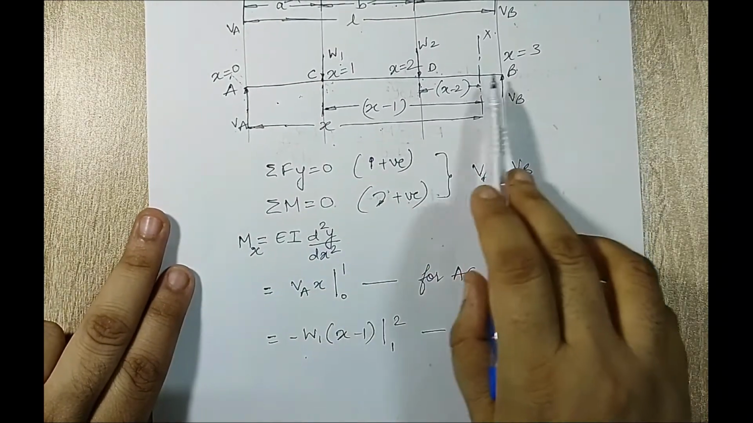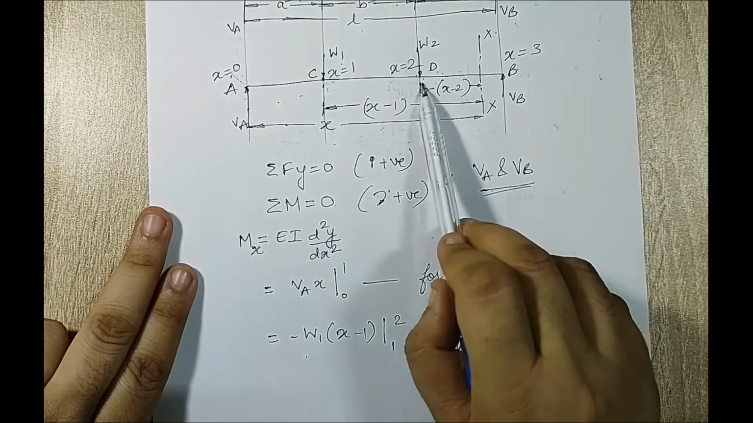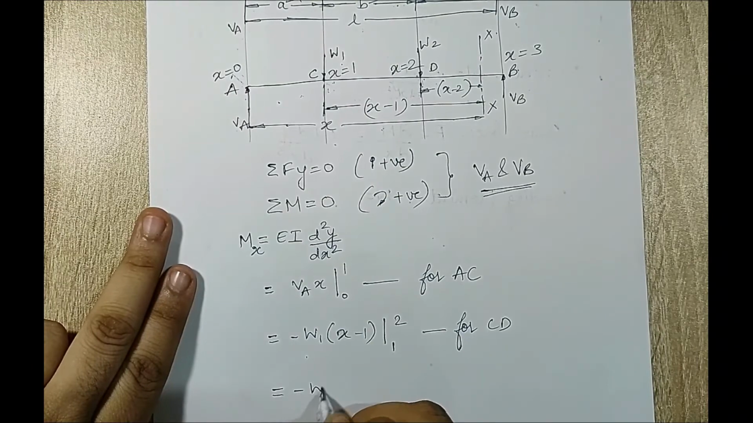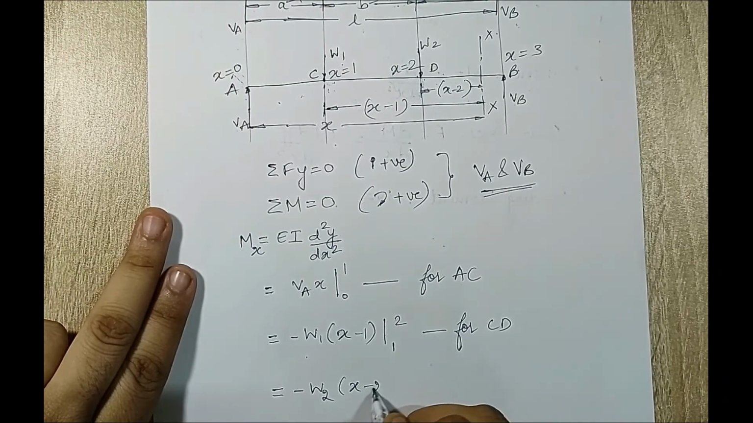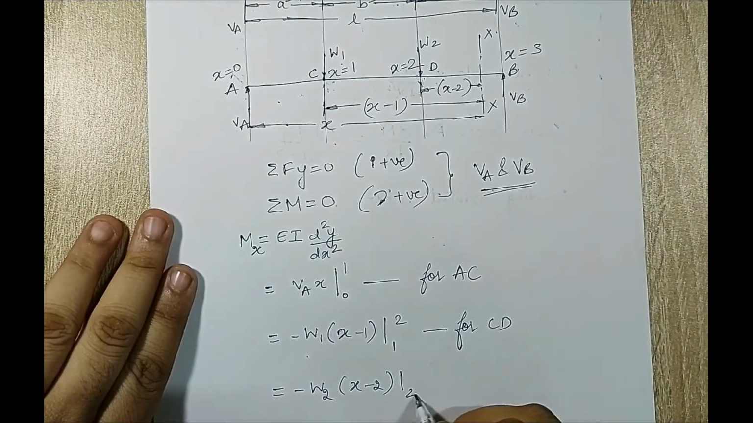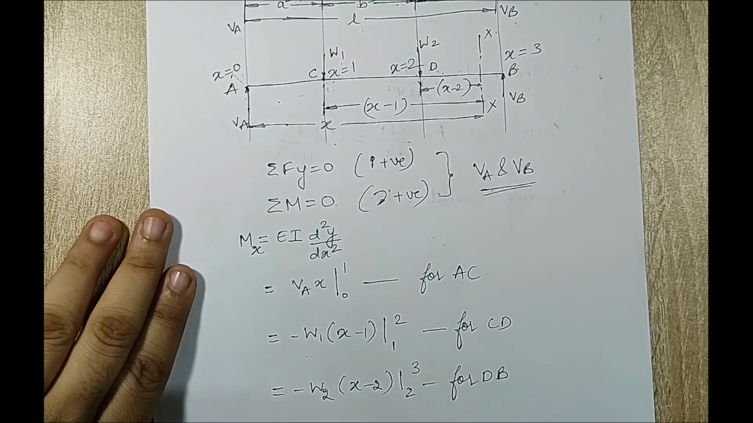Next, I'll calculate for the DB portion. Only for this portion, there is only one load to be considered, W2 turning towards xx. So I'll write down it is anti-clockwise, so it will be minus W2 into x minus 2. The domain is from 2 to 3. So this is for the DB portion.